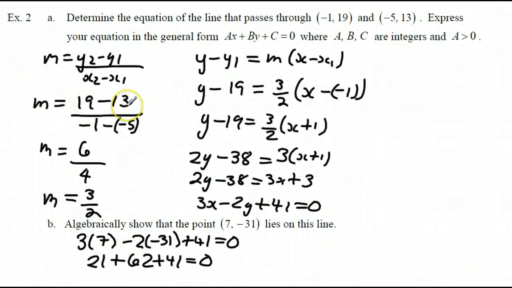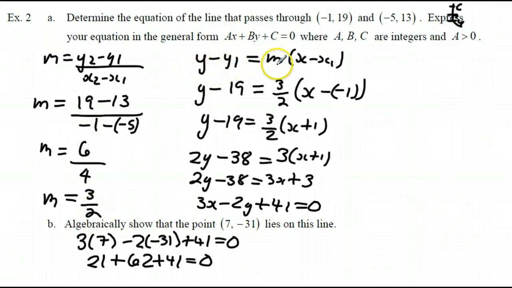19 minus 13 is 6. Negative 1 minus negative 5, which is negative 1 plus 5, which is 4. We get 6 over 4. What if we did it the other way? We'd have 13 minus 19, which would be negative 6, and we'd have negative 5 over negative 4. No, so that's still 6 over 4, or 3 over 2.